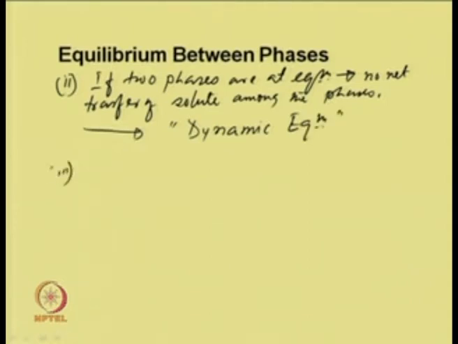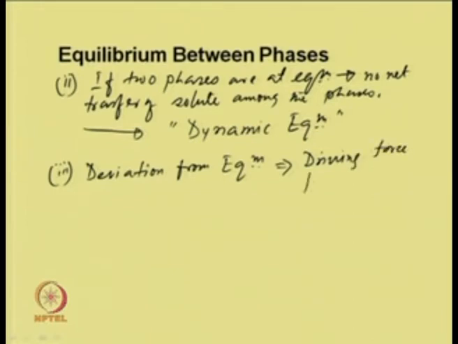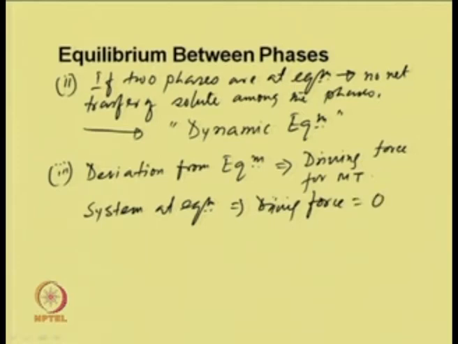And the third thing is that, as we said earlier also, the deviation from equilibrium is the driving force for mass transfer. For a system at equilibrium, the driving force is equal to 0.